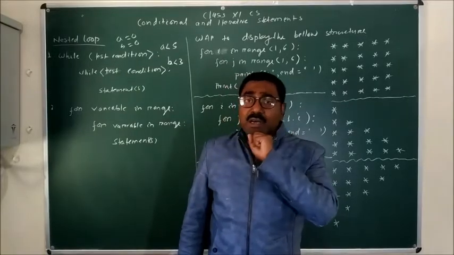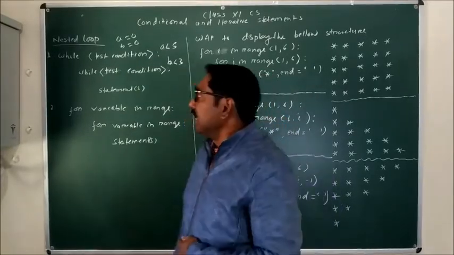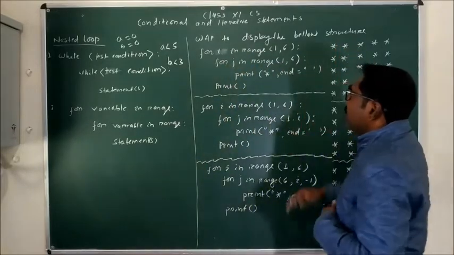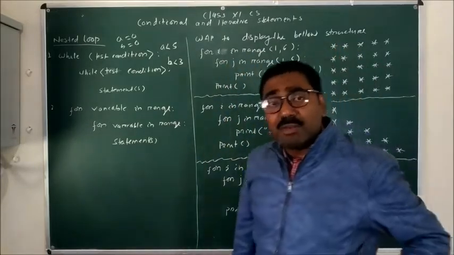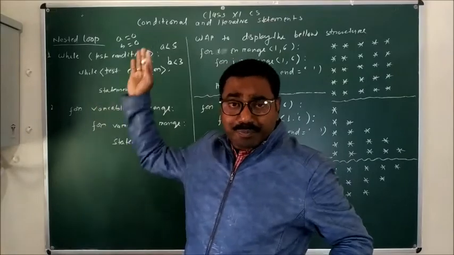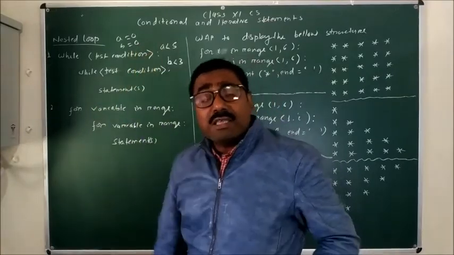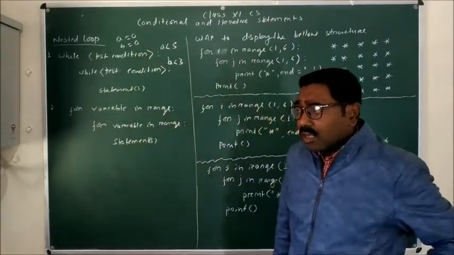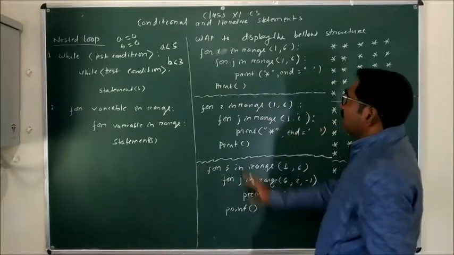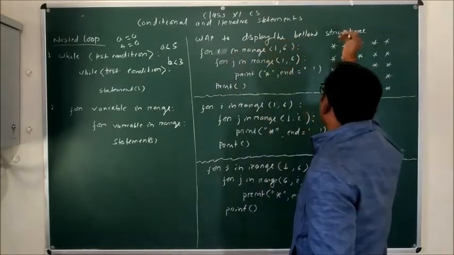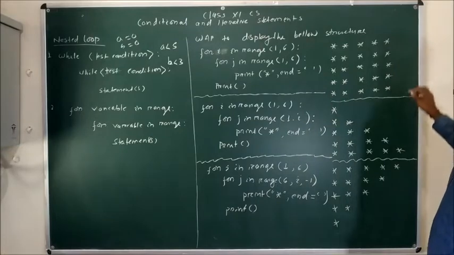So here we have three different examples, and these are programmatic examples to explain how the nested loop works. The program is: write a program to display the below structure, and here we have three different kinds of structure.